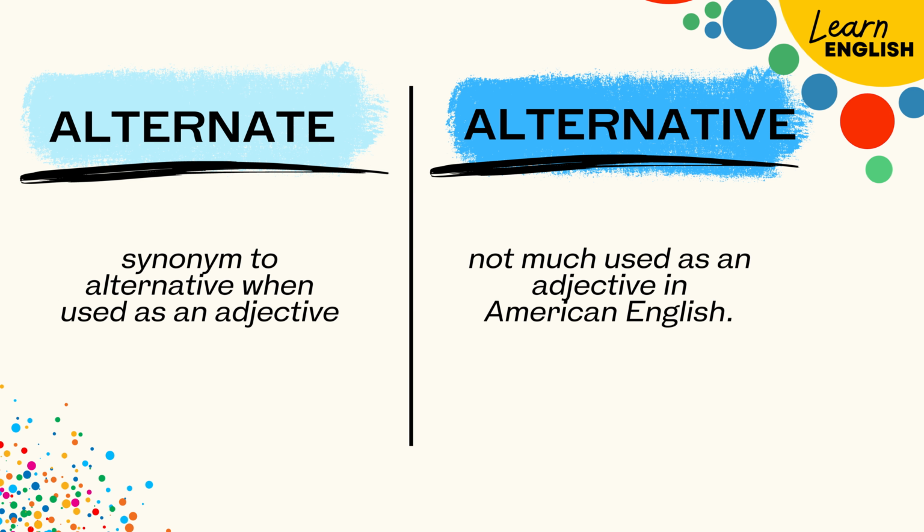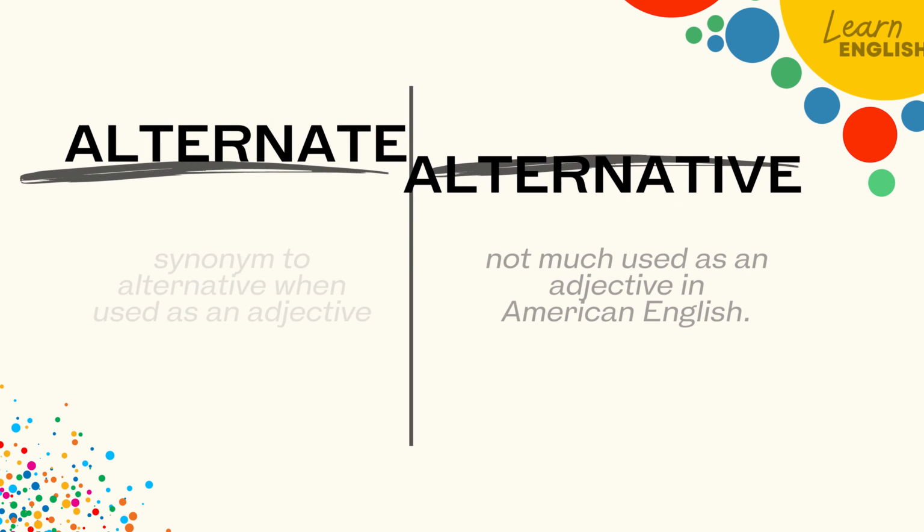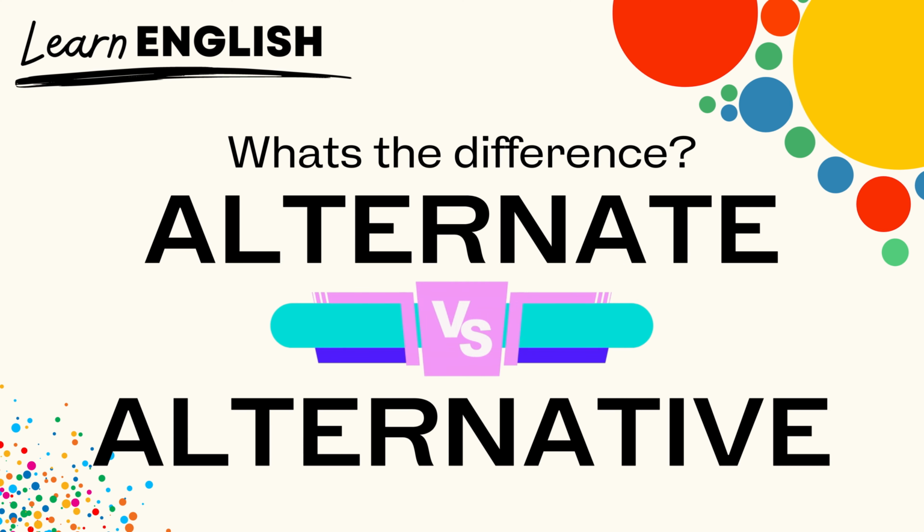Alternate is a synonym to alternative when it is used as an adjective in American English. Alternative is not much used as an adjective in American English. And that's the difference between alternate and alternative.